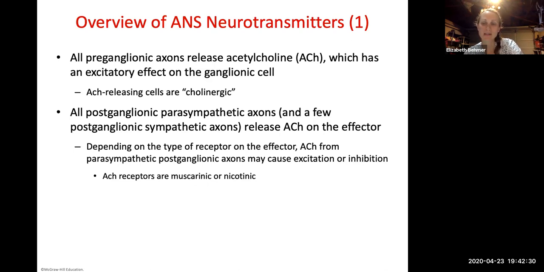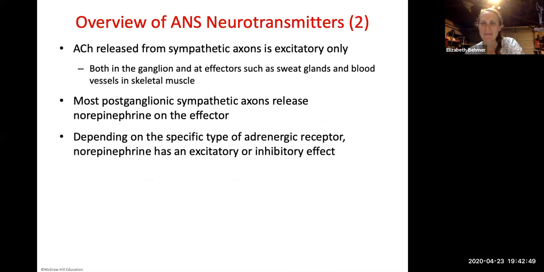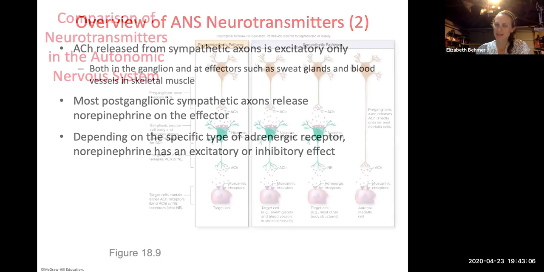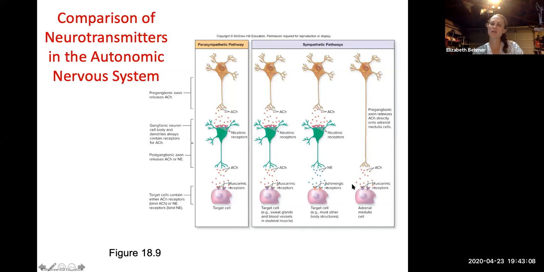Acetylcholine gets released to the postganglionic axon. It can cause excitation of the axon or inhibition depending on what type of receptor it binds to. Muscarinic and nicotinic are different receptors that acetylcholine will bind to. Acetylcholine release from sympathetic axons will only excite them. And most postganglionic sympathetic axons release a different neurotransmitter, norepinephrine. Just gonna kind of go over this because this is just a brief overview, but acetylcholine is the main one that's released.